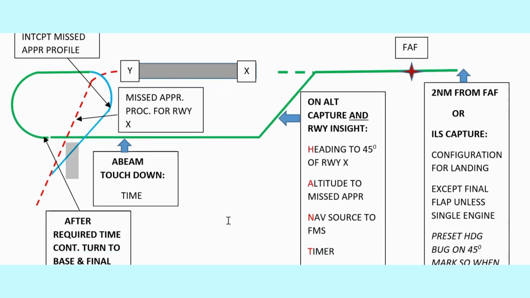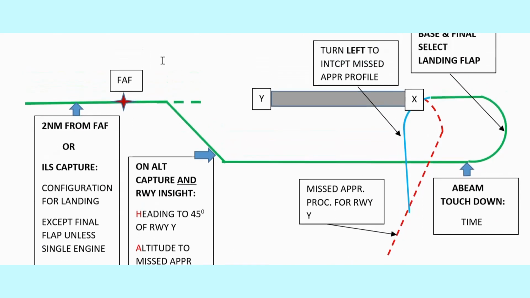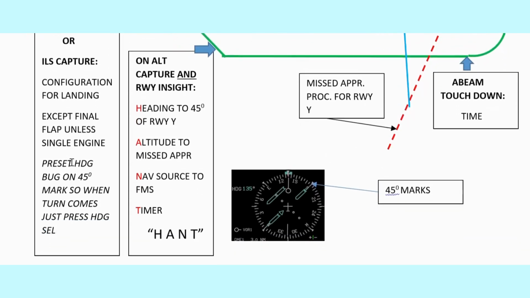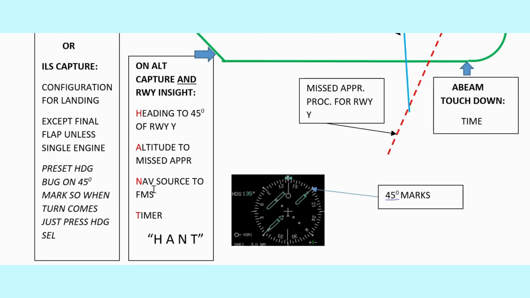Another scenario, now we can go to the opposite runway. So this time we are coming into runway Y. Everything remains the same as I've said in the previous explanation. Everything in this box and this box is the same. I told you that I'll be showing you the 45-degree markers on the compass rose. So here they are. You see these white little triangles on the compass rose of the PFD. Those are the 45-degree markers.